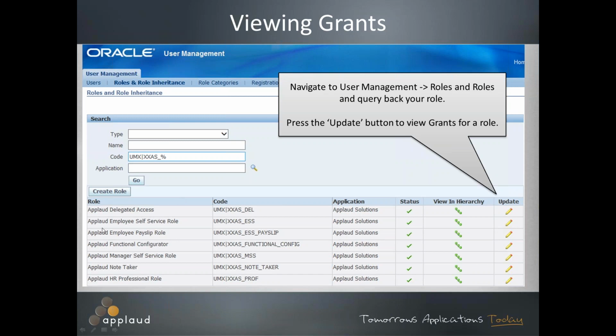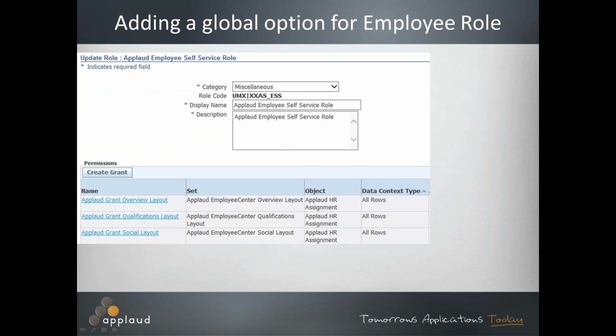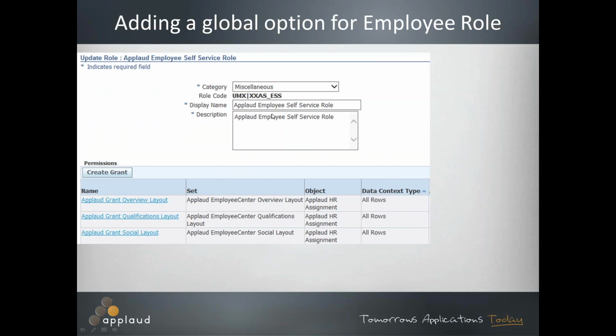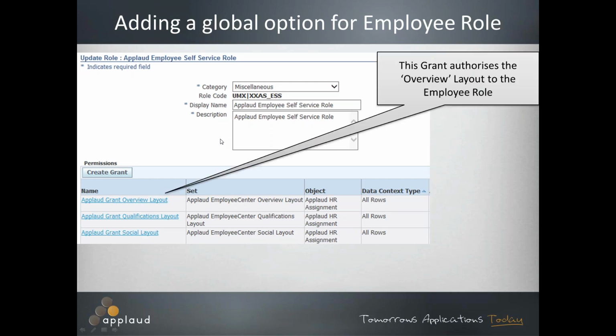So if I wanted to see the grants against the employee self-service role, this is the one we tend to do most of our work against, I press that update button and I'd see the details. And then I come to a screen that's a bit like this. I've simplified the screen for now. The screen actually has more information on it than this. But if you actually look at what's here, we have the role code here. Forget about the category, it doesn't matter, and the name.